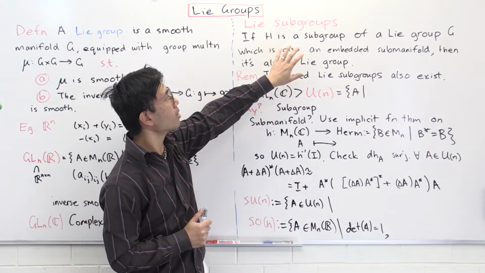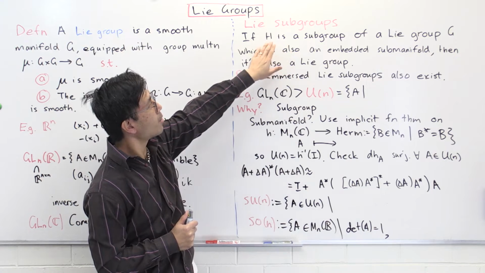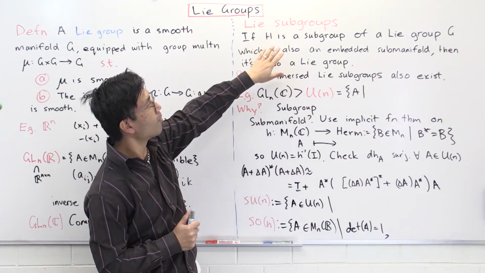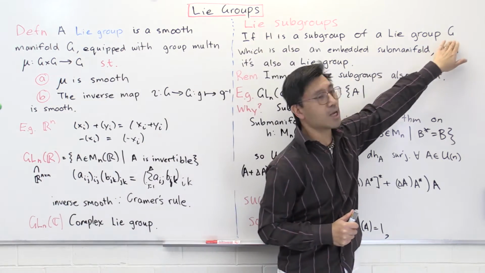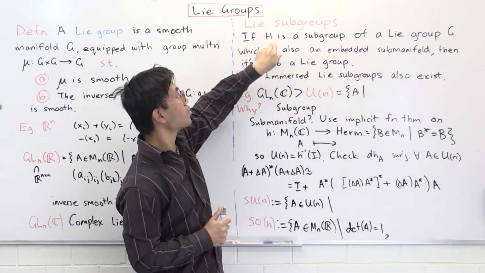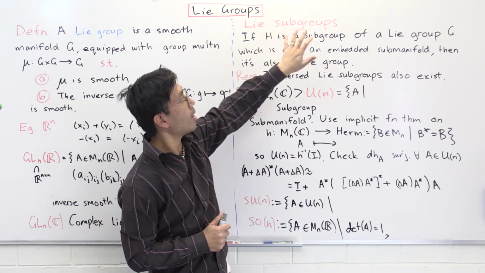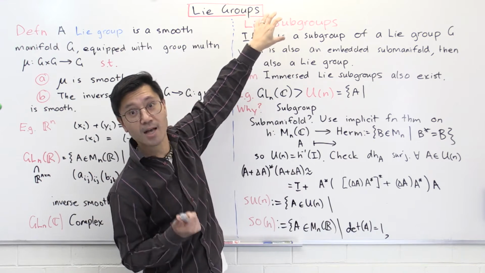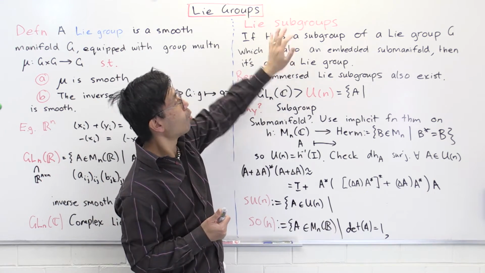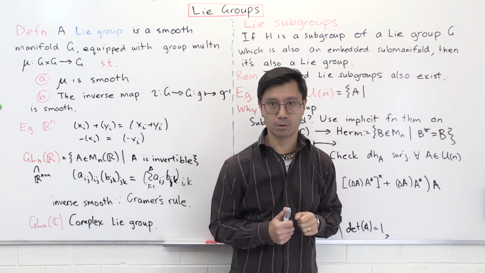Okay, I won't go through the general notion, but here is the simple version. Okay, suppose you have a Lie group G and you have a subgroup H, okay? Then you want to ask, is this subgroup also a Lie group, okay? Well, suppose it's an embedded submanifold.